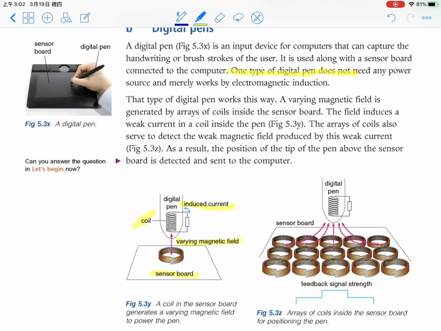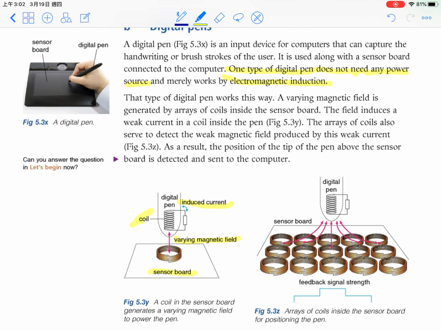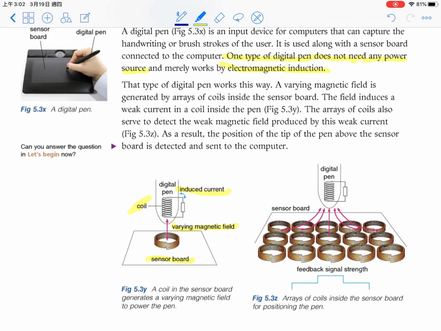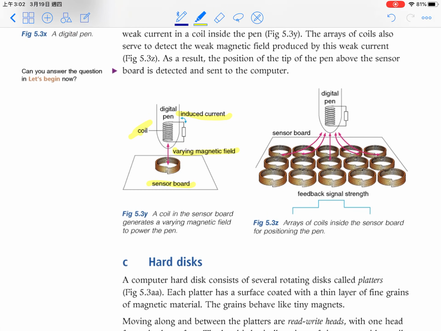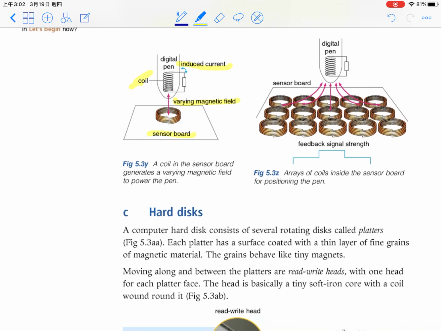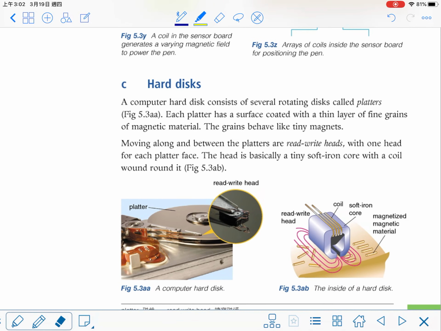Also, the digital pen does not need any power source because it can get the energy by electromagnetic induction. So the position of the tip of the pen can be detected and sent back to the computer.